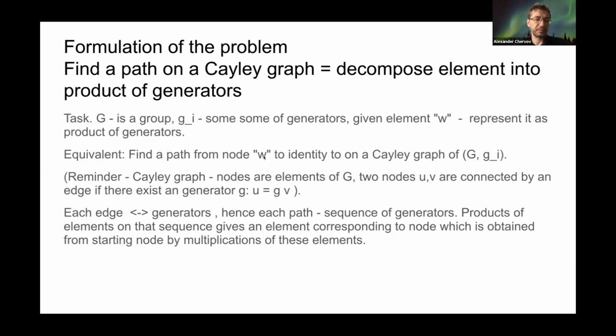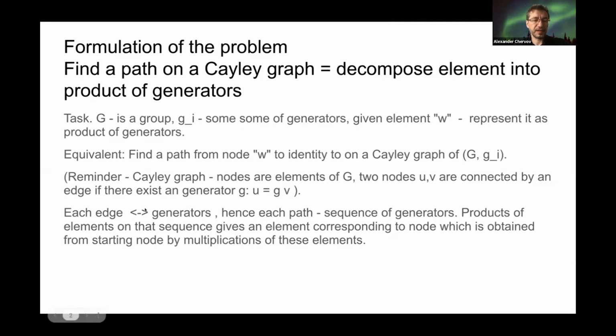First, let me remind you what a Cayley graph is. It is very simple. Nodes of the Cayley graph are just the elements of the group, and two nodes U and V are connected by an edge if there is a generator such that you multiply one element by the generator and get the other element.